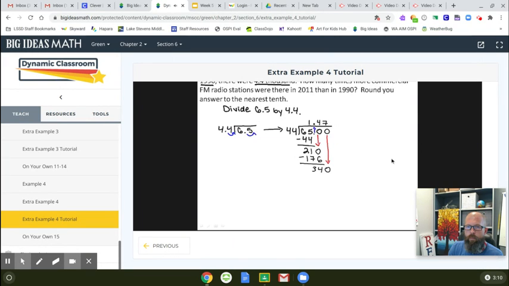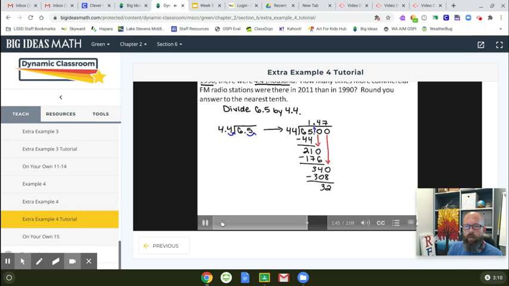Because you want to round your answer to the nearest tenth, you can stop here, having carried out the quotient to the hundredths place. Because 7 is greater than or equal to 5, you want to round the digit in the tenths column up. So the quotient rounds to 1.5. Therefore, there were about 1.5 times more commercial FM radio stations.